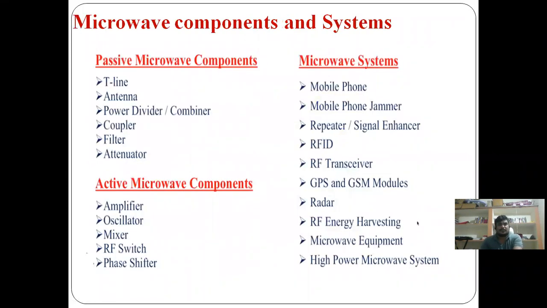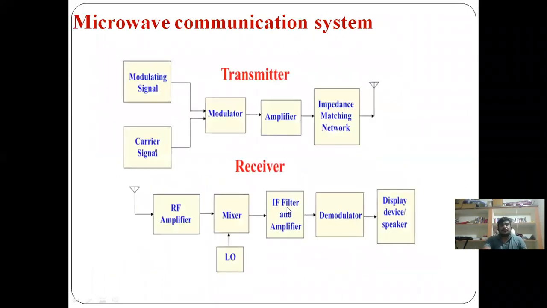Coming to microwave components and systems, the passive microwave components are the antenna, power divider, combiner, couplers, filters, and attenuators. The active microwave components are amplifiers, mixers, RF switches, and phase shifters. Microwave systems include mobile phones, jammers, RFID, RF transmitters, radars, microwave equipment, energy harvesting, and high power microwave systems. These are the different microwave components and applications.